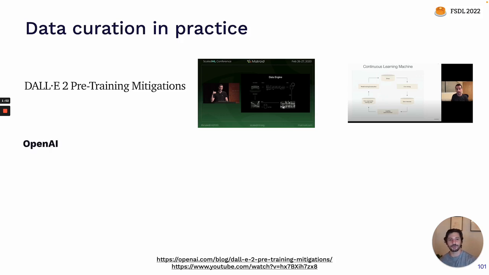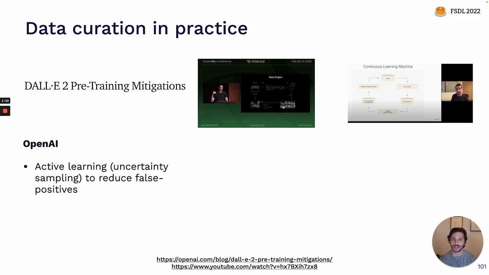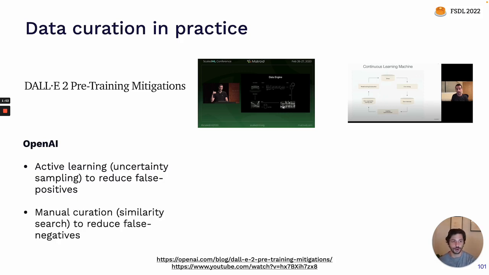The first one is a blog post on how OpenAI trained DALL-E 2 to detect malicious inputs to the model. And there's two techniques that they used here. They used active learning using uncertainty sampling to reduce the false positives for the model. And then they did a manual curation. Actually, they did it in kind of an automated way, but they did similarity search to find similar examples to the ones that the model was not performing well on.